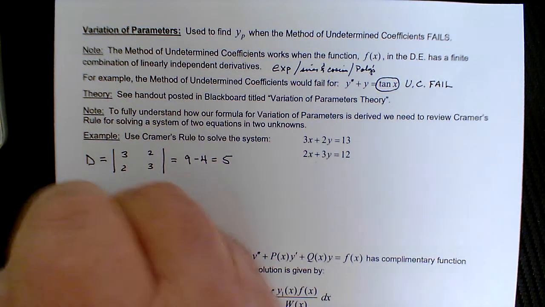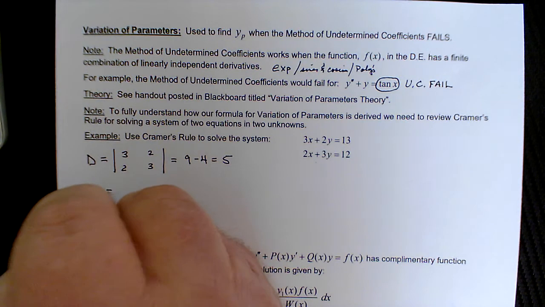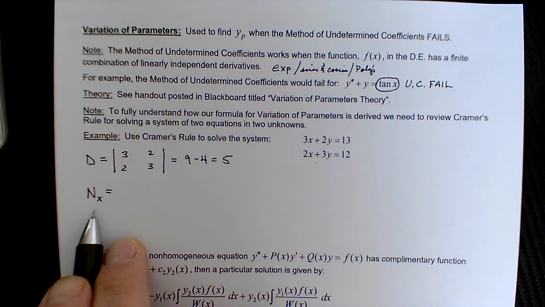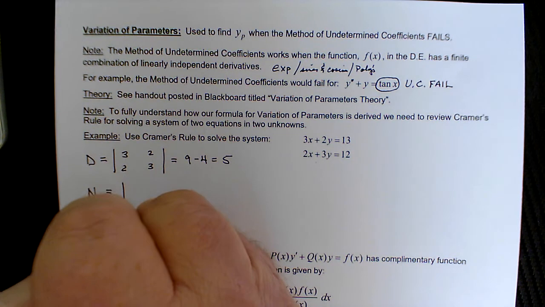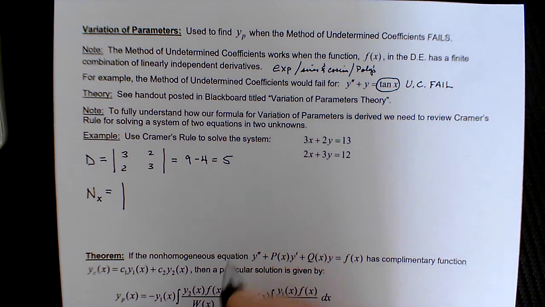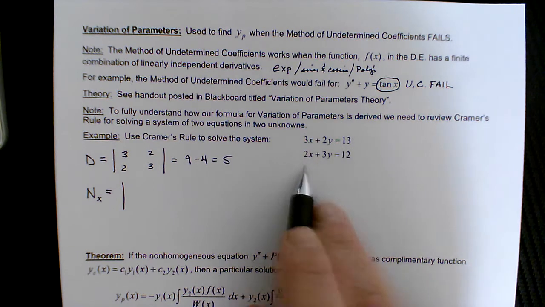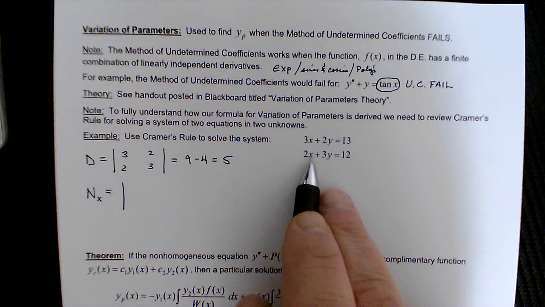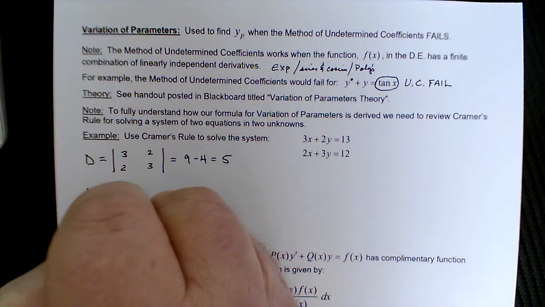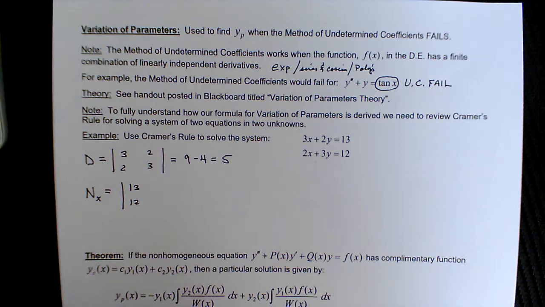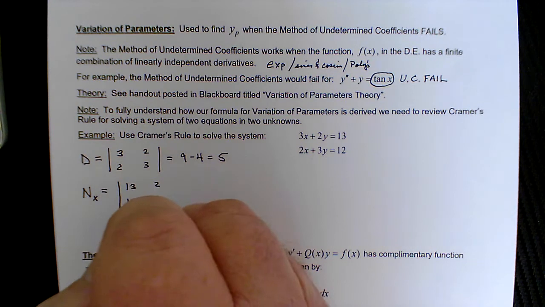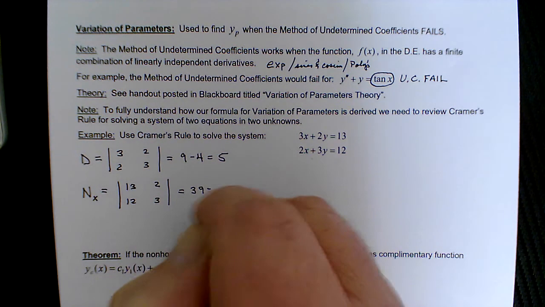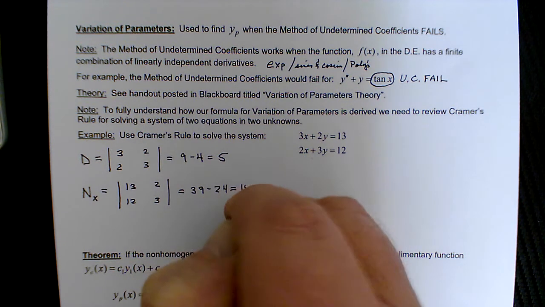Then I'm going to call this next one n sub x, meaning the numerator of the solution to the x variable. And what we do is we set up another 2 by 2 determinant, but we replace the x column by the solutions. Okay, so 13, 12 replaces 3 and 2. And then we just recopy the y's. Okay, so crunching that out, we get 39 minus 24, or 15.